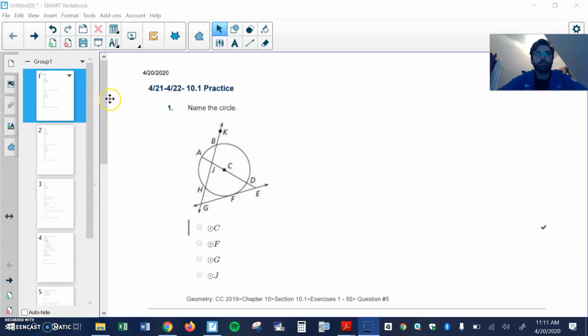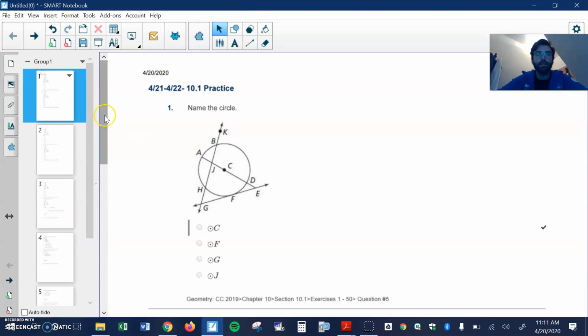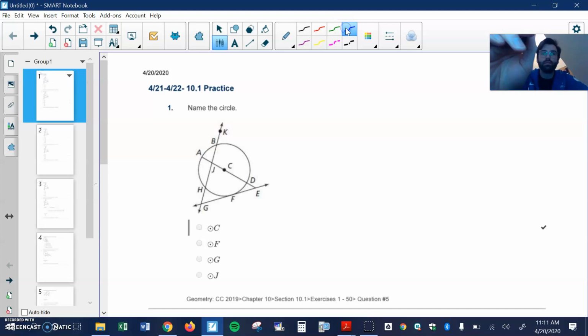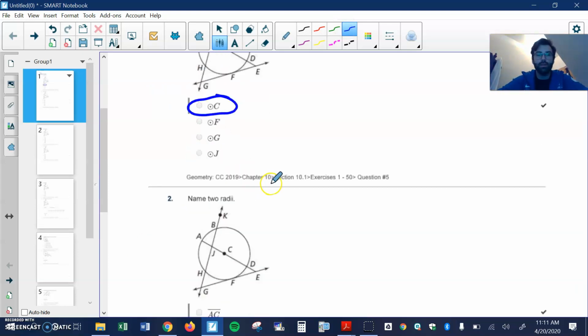All right, let's go over these problems here, our practice problems for today. Name the circle. Okay, remember circles are only named with their centers. That's how we name circles. Well, the center of this circle is C, so the answer would be circle C. Circles are always named by their centers.